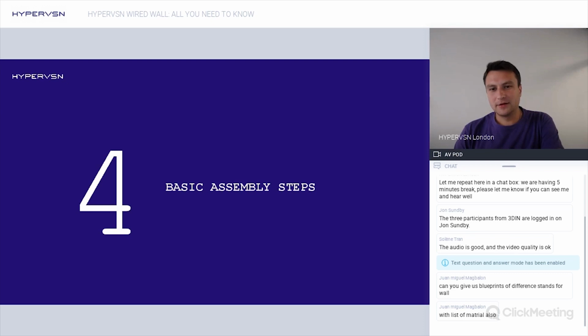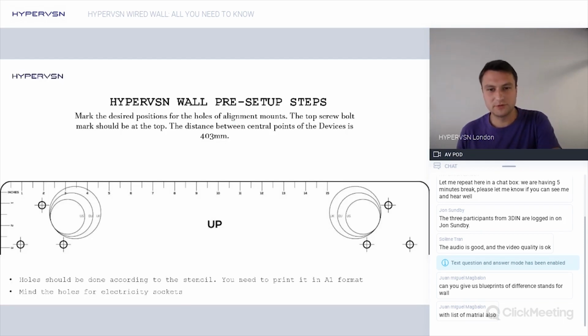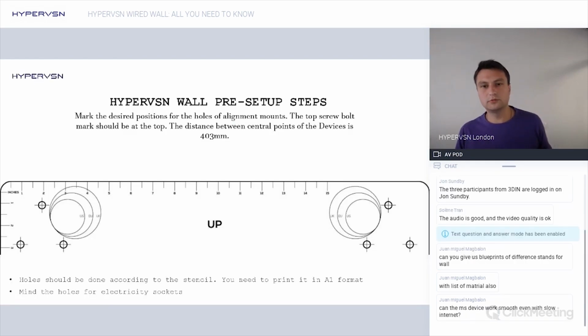So let's start. First of all, you will need something where you can put your devices. So it comes to the physical structure: the backing wall, the physical wall, where you need to put the mounts together with the devices. It's really important to observe the distance between the devices. The distance between devices, between centers, should be 403 millimeters.